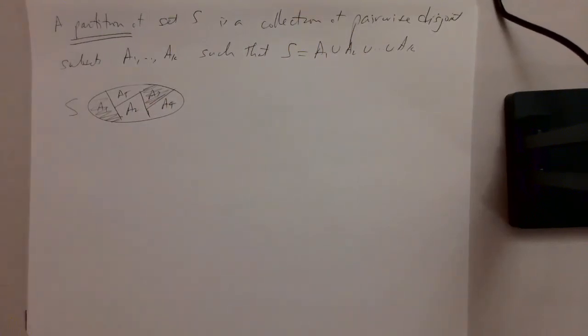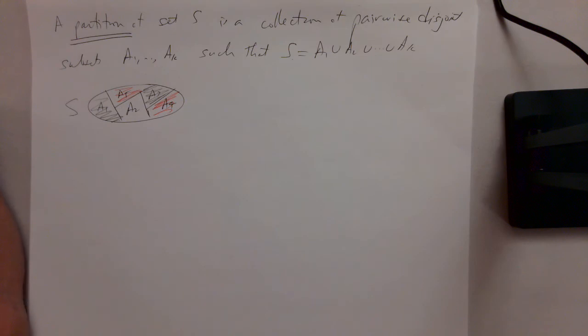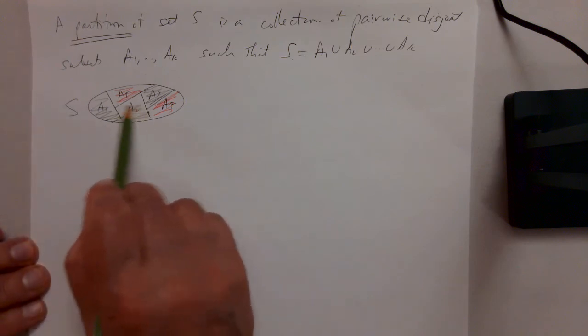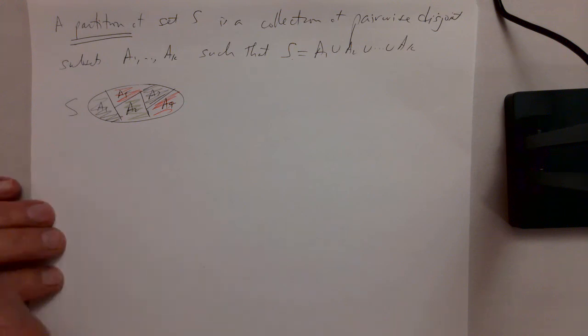Here's a set, here's a set, here's a set, here's a set, there's a set. And these sets don't overlap, but every element of S belongs to one of them. So this is what is called a partition of the set. It's a very important thing. Okay.